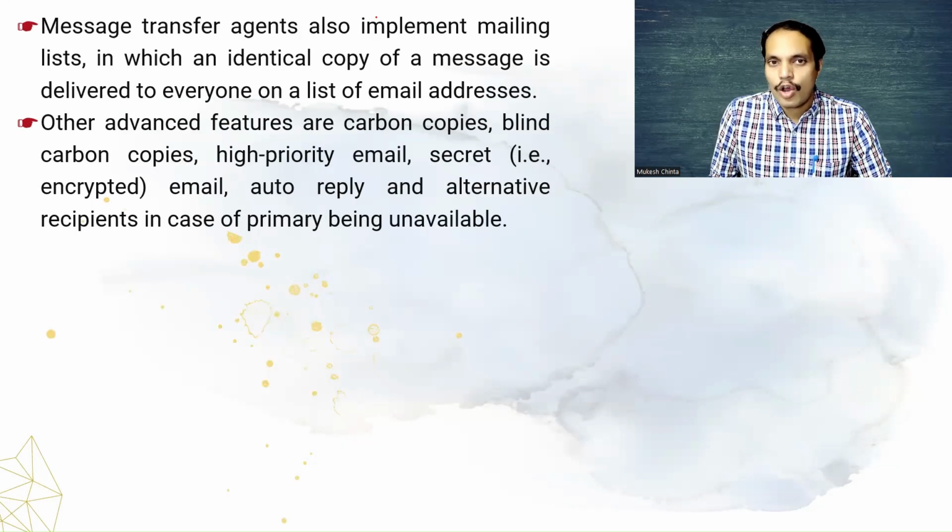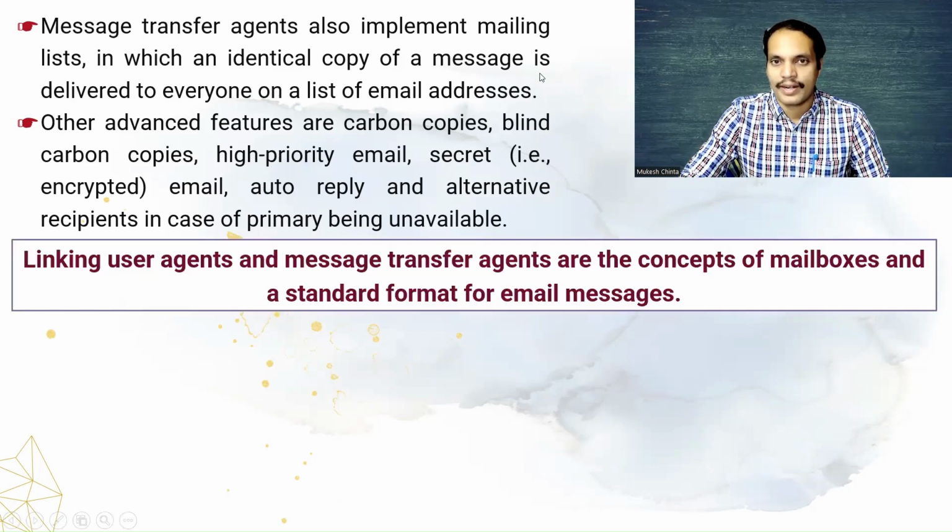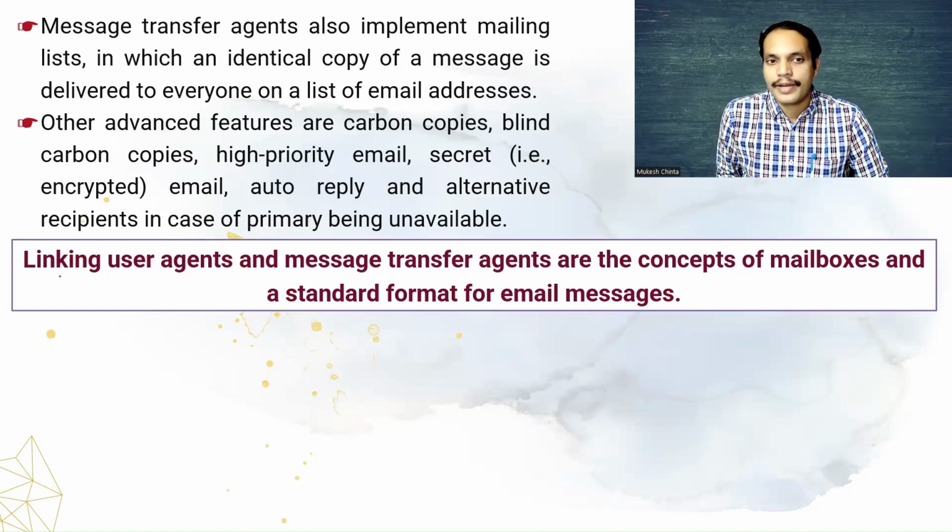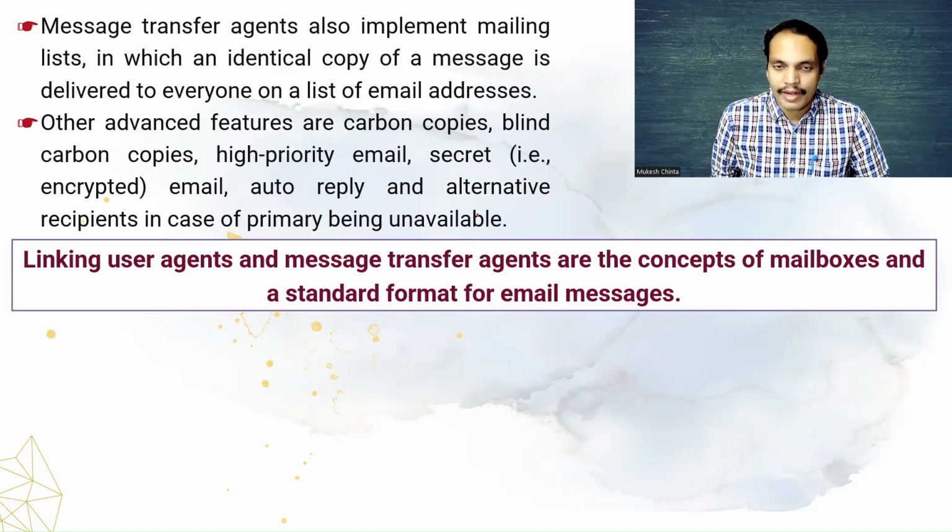The message transfer agents also implement mailing lists, in which an identical copy of a message is delivered to anyone on a list of email addresses. You know what a mailing list is, isn't it? When you want to send an email, you can just type in a group address. Other advanced features are carbon copies, blind carbon copies, high priority email, secret email, that is encrypted email, auto reply, and alternate recipients in case the primary is unavailable. So these are all the advanced features which we use every day with our email. So I add CCs, BCCs, high priority, even encrypt my email, anything I want.